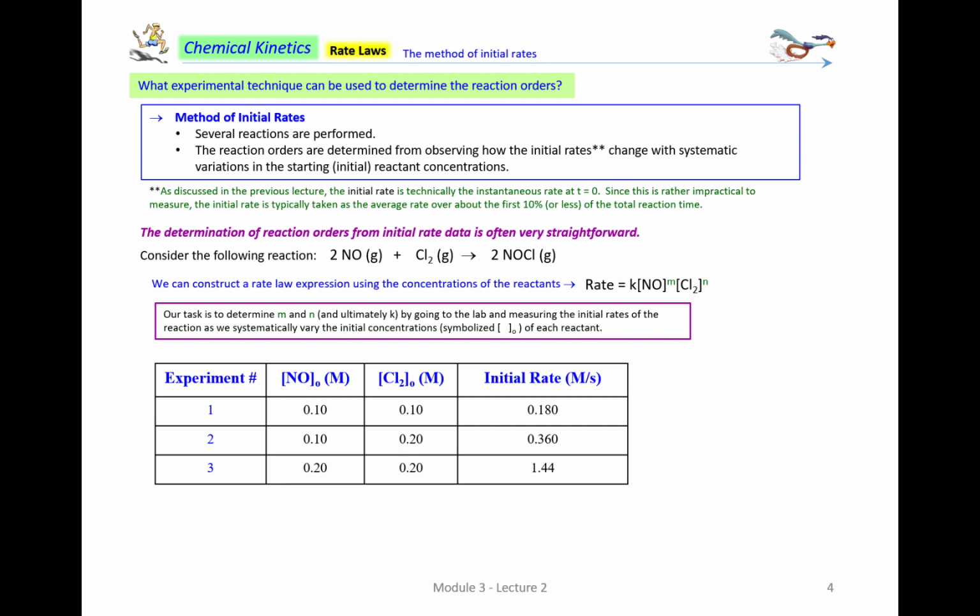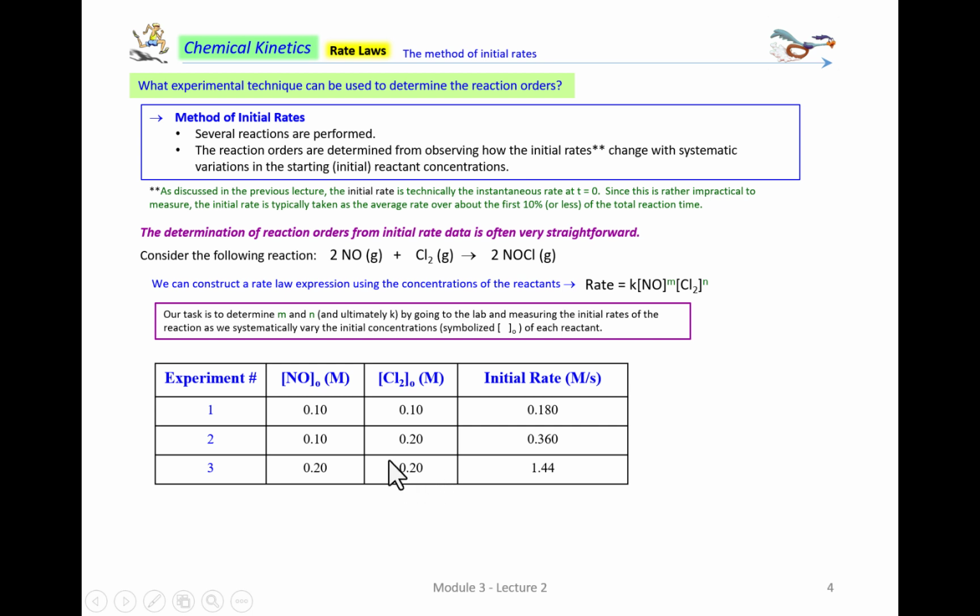And when we do that, we see that the initial rate doubles. Now that automatically should tell you something about how the reaction rate depends on the concentration of chlorine in the rate law. We'll come back to that. In experiment 3, we have increased the concentration of NO to 0.2, but kept the chlorine concentration at 0.2.